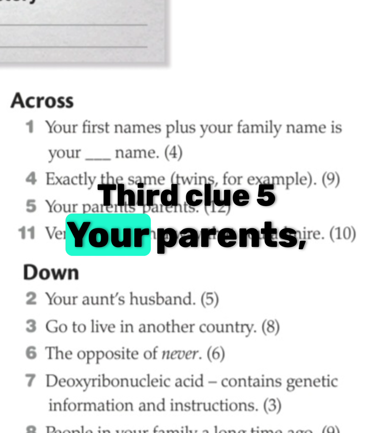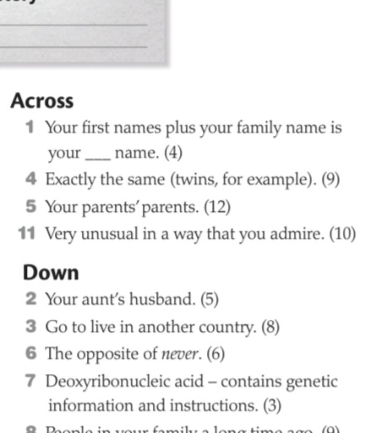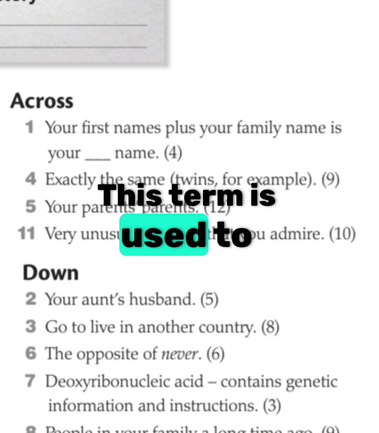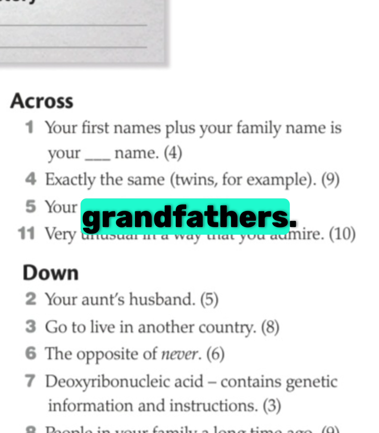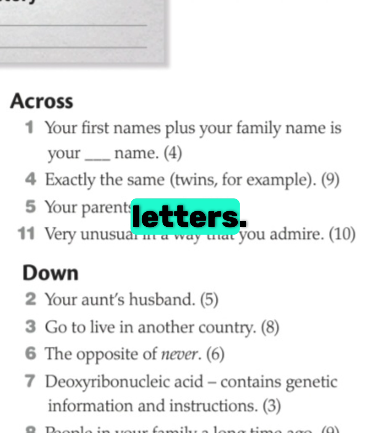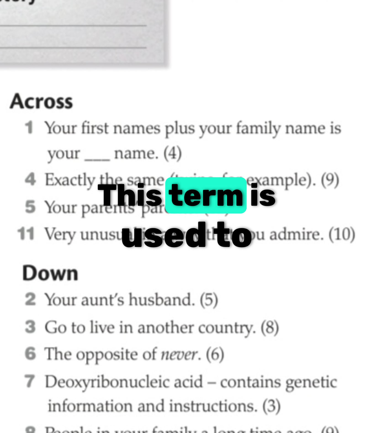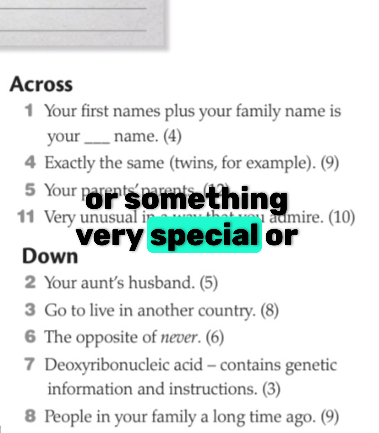Third clue 5. Your parents' parents. 12 letters. The answer is grandparents. This term is used to describe both your grandmothers and grandfathers. Fourth clue 11. Very unusual in a way that you admire. 10 letters. The word here is extraordinary. This term is used to describe someone or something very special or impressive.